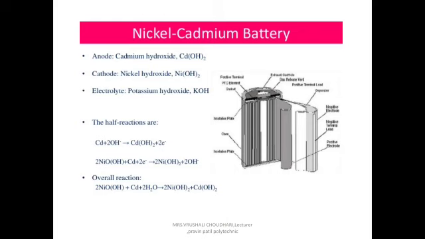In the reaction which takes place, cadmium absorbs the OH minus and forms cadmium hydroxide, while the nickel is converted to nickel hydroxide. During discharging, cadmium is converted to cadmium hydroxide and nickel oxyhydroxide is converted to nickel hydroxide. But when charging takes place, cadmium hydroxide is converted back into cadmium.